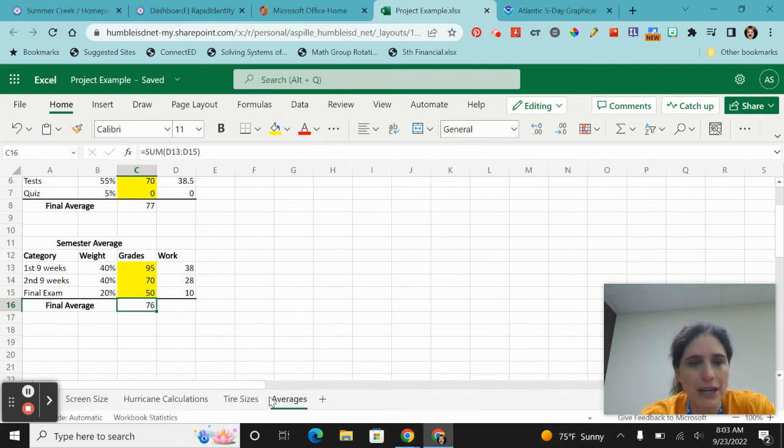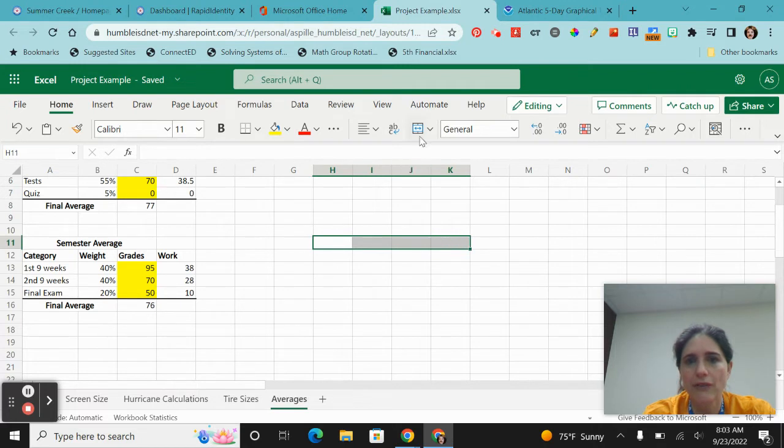Okay, so we set up a table that calculates weighted averages, and now I wanted to look at setting up a table that will solve what I need to get on a final if I want a desired grade. So if your mom says you get to upgrade your phone if you get an 80 average for the semester, then the question would be, okay, what do I need on my final to get an 80 average? So I'm going to make another table over here.